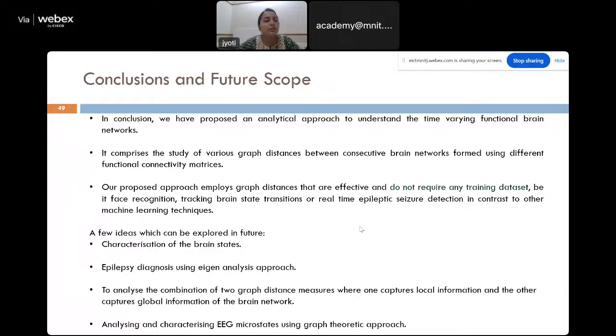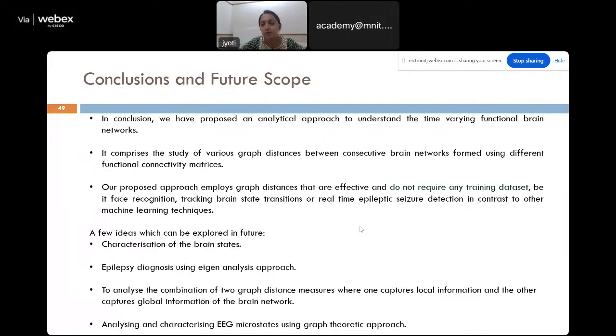So in conclusion, I just wanted to say that we have worked on different applications, be it face recognition, tracking the transition of brain state, or real-time seizure onset detection. In contrast to machine learning approaches or artificial neural network approaches, which require training and testing and are too time consuming, it works in real time, and we have not used anything too typical or too complex.